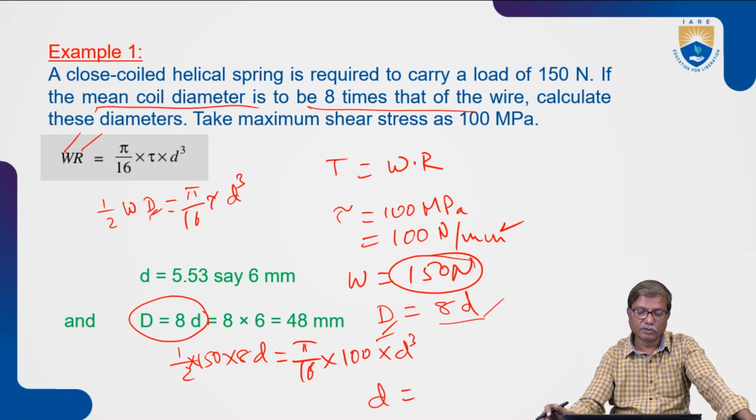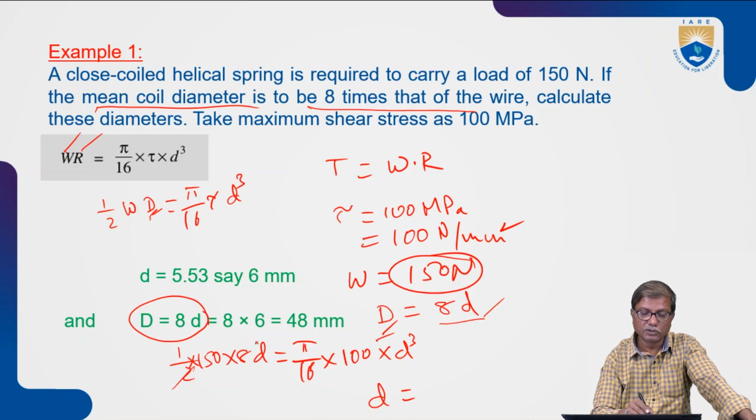D square is equal to something you can get, 4 times.